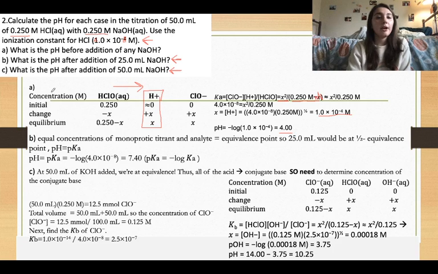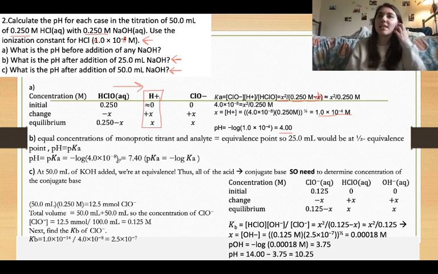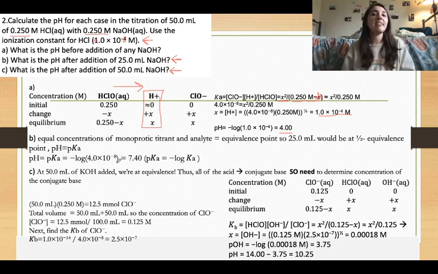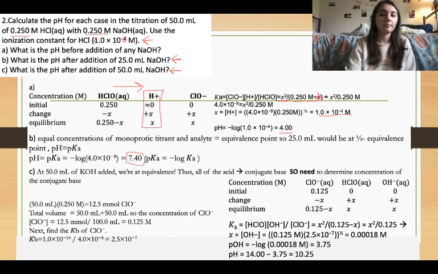Awesome. Now, it's saying what is the pH after adding 25 mils? And again, when you have equal concentrations of the monoprotic titrant and the analyte, this means that this is going to be equivalence, which would be part C. But here, because we have half of that, that means we're at half equivalence. So then we can know that the pH is going to equal the pKa. Well, we know the Ka. The Ka is 4 times 10 to the minus 8. And if we take the negative log of Ka, then we're going to be given pKa. And that is then going to equal the pH, which is then 7.40.